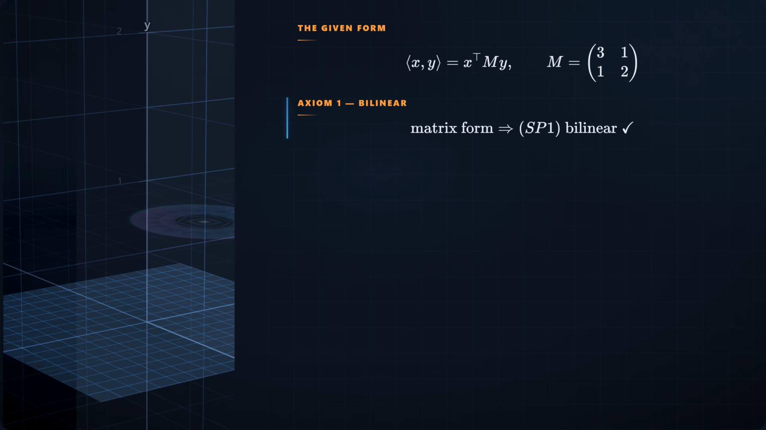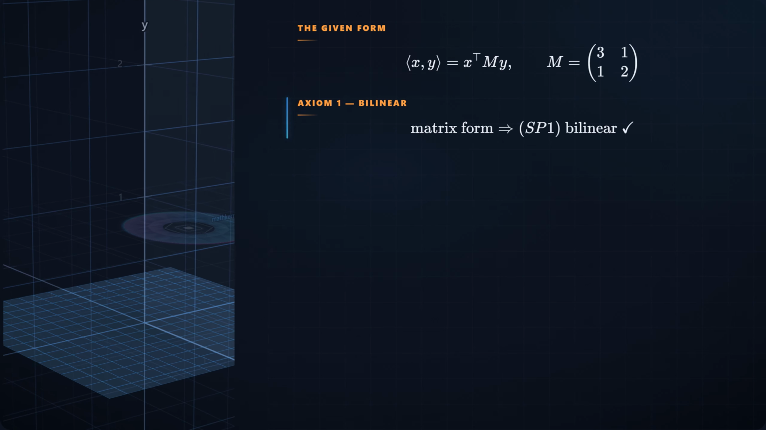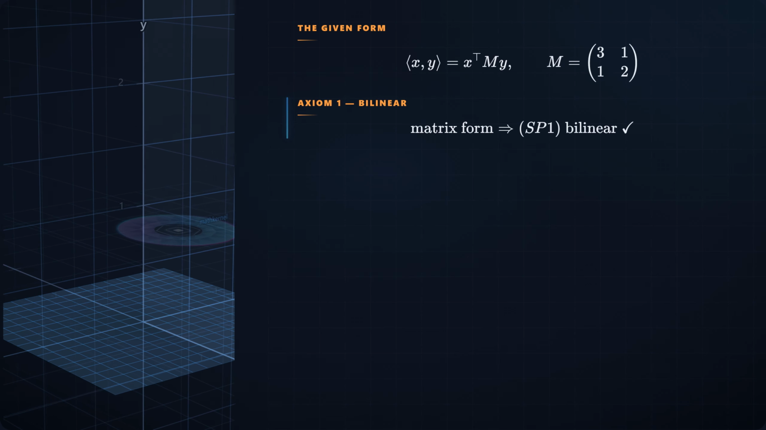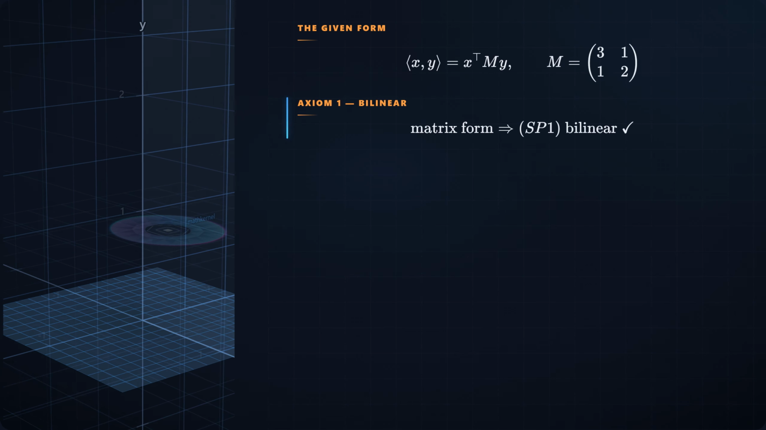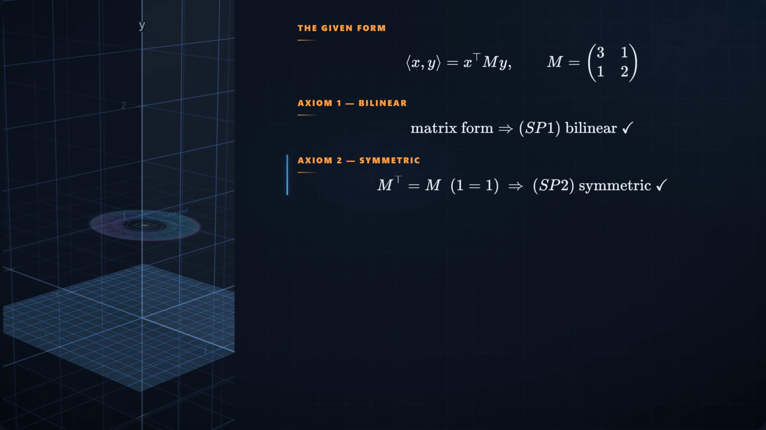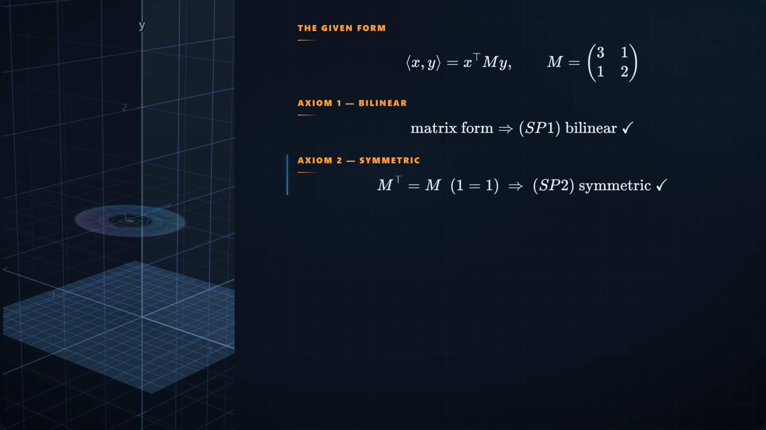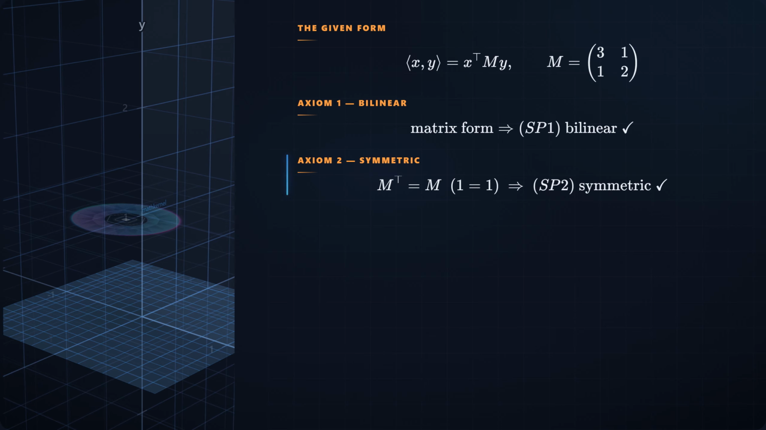Axiom 1, bilinearity. It's a matrix sandwich, x transpose My, so it's automatically linear in each slot. Free. Axiom 2, symmetry. Is M equal to its transpose? Mirror the off-diagonal, the 1 and the 1 match. Symmetric. Done.